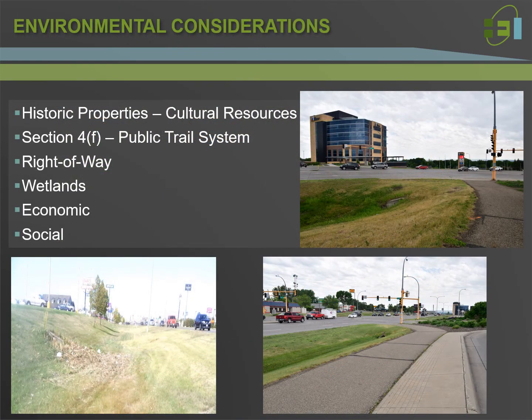This concludes the discussion on the proposed intersection alternatives, and now we'll review the environmental impacts associated with the design alternatives throughout the corridor. The proposed improvements result in consideration of historic properties, Section 4F, right-of-way, wetlands, economic, and social impacts as part of the environmental document. It has been determined there will be no impacts to historic properties or Section 4F properties as a result of this project. It is anticipated right-of-way impacts may be limited to temporary construction easements, and permanent right-of-way acquisition may be necessary pending selection of the intersection alternative.